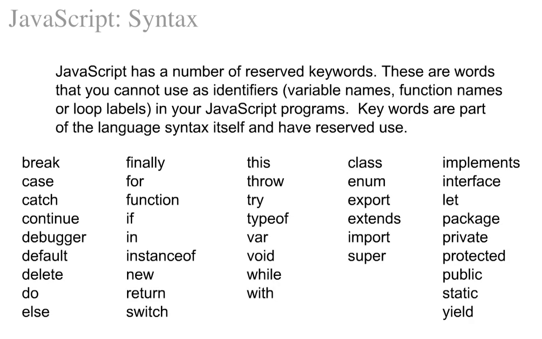JavaScript has a number of reserved keywords. These are words that you cannot use as identifiers, that you cannot use as variables or function names or loop labels. These words have special meaning to JavaScript. They are part of the language syntax.